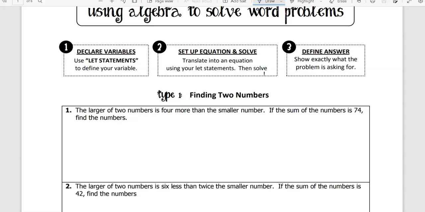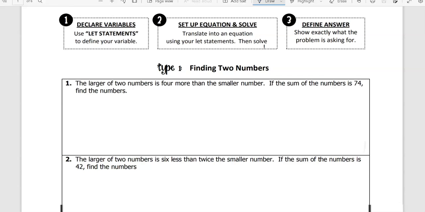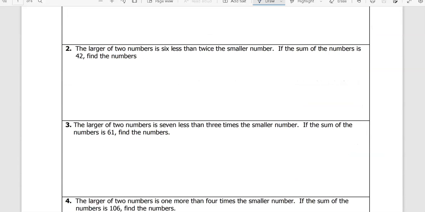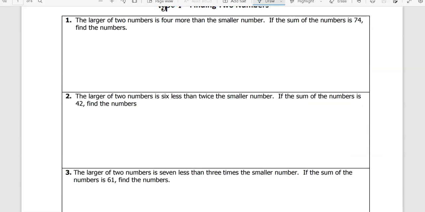All right, so we're going to use algebra to solve word problems today. There are 3 different types of word problems, and we're going to do 2 of them today. Our first type has 4 examples. I'm going to do 2, and then you're going to be responsible for the other 2.